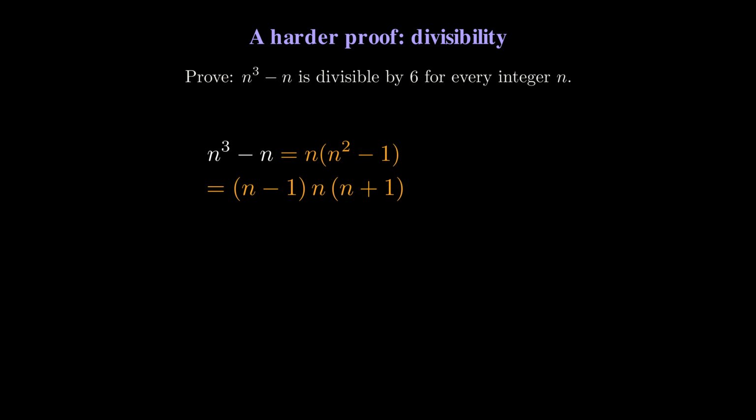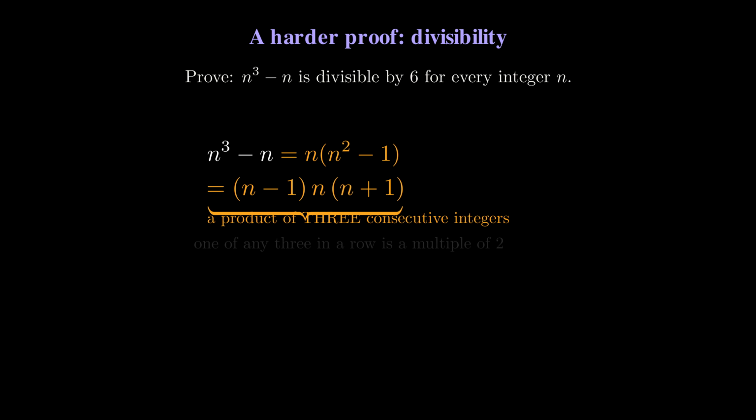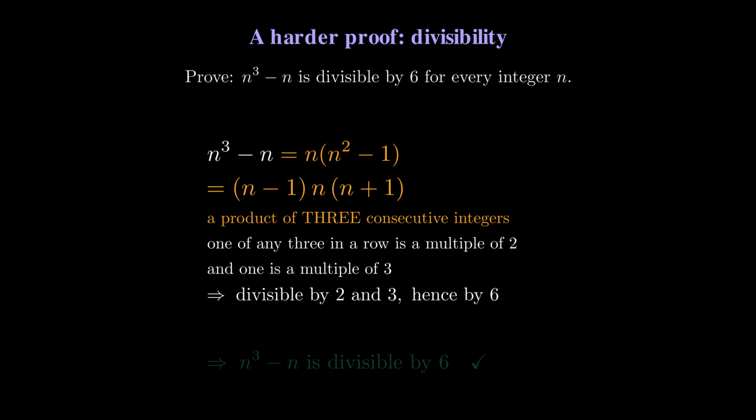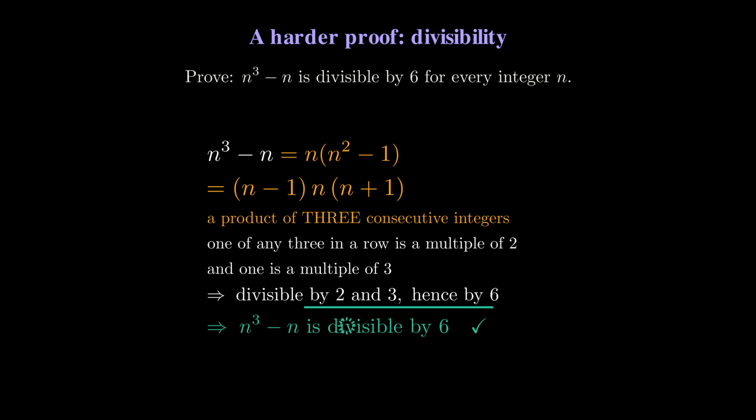Line them up in order. Now look at what we've got. N minus 1, n, and n plus 1. 3 consecutive integers. 3 whole numbers in a row. And a row of 3 has guaranteed structure. At least one of them is even, a multiple of 2, and exactly one of them is a multiple of 3. So their product carries a factor of 2 and a factor of 3, which means it's divisible by 2 times 3, 6. Therefore, n cubed minus n is divisible by 6. And we finish with the concluding line.